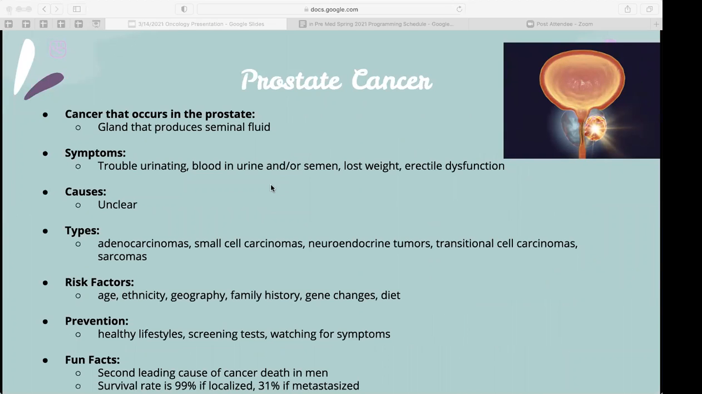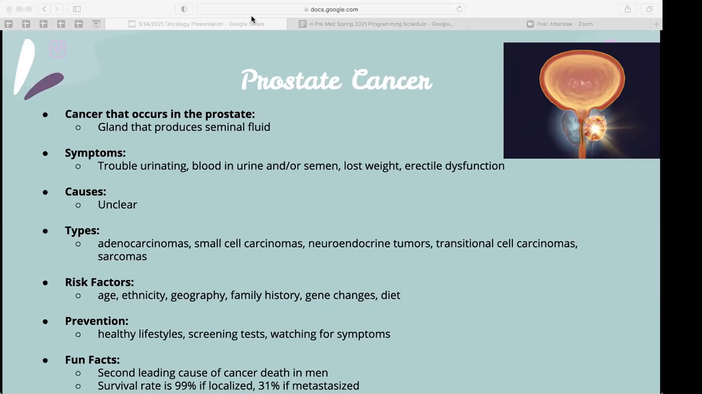Hello everyone. So we're going to move on to prostate cancer, which is caused by changes in DNA of a prostate. You can see a picture of it in the top right corner on the slide. You may not know what role the prostate has in the body. It is to produce seminal fluid. Because only males have prostates, prostate cancer only occurs in men.